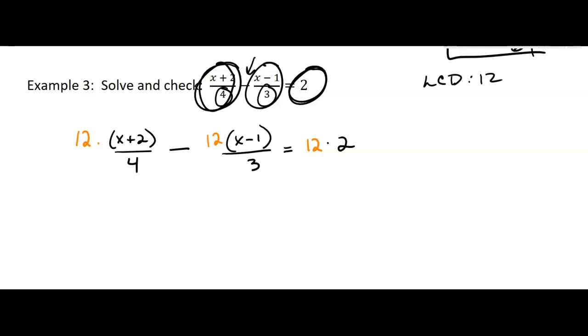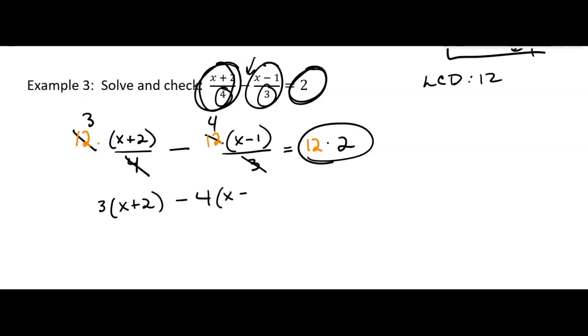Okay, now, that's the tricky part. Now here's the exciting part. 4 goes into 12 3 times. 3 goes into 12 4 times. And then over here, nothing cancels, but we'll just deal with that. So I have 3 times (x plus 2) minus 4 times (x minus 1) equals 24. And then I can solve from there.